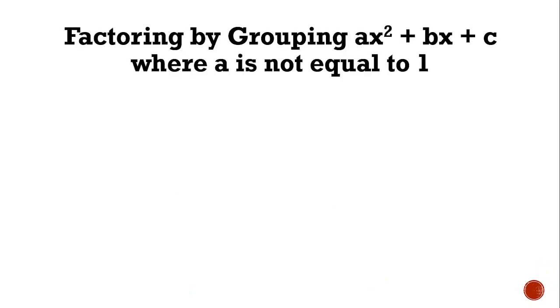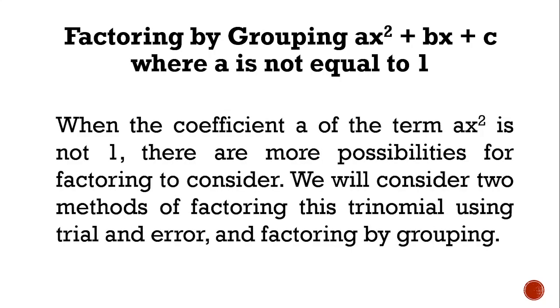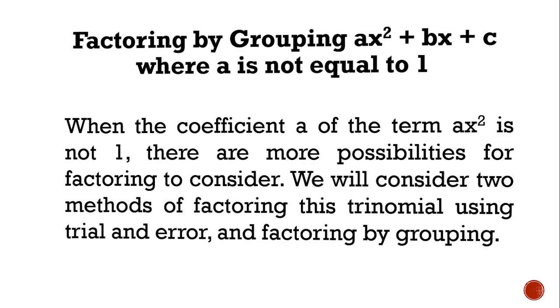Factoring by grouping ax squared plus bx plus c, where a is not equal to 1. So, meron tayong mga situations that yung ating problem or ang ating polynomials ay yung variable or yung kanyang numeric coefficient variable ay not equal to 1. When the coefficient a of the term ax squared is not 1, there are more possibilities for factoring to consider. We will consider two methods of factoring this trinomial: using trial and error and factoring by grouping.